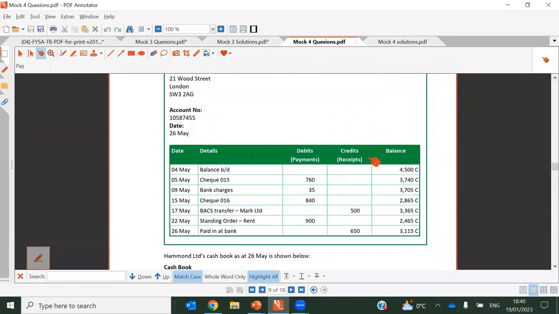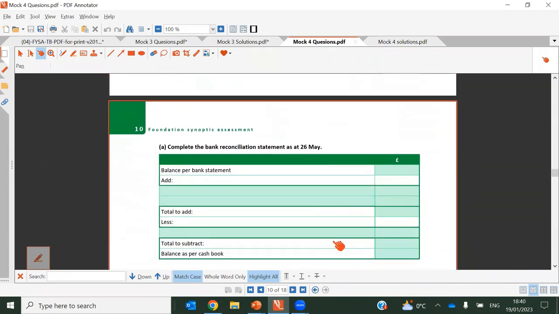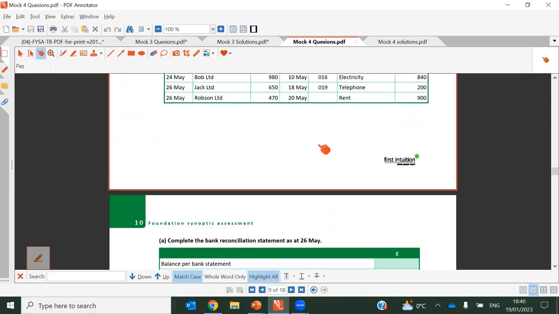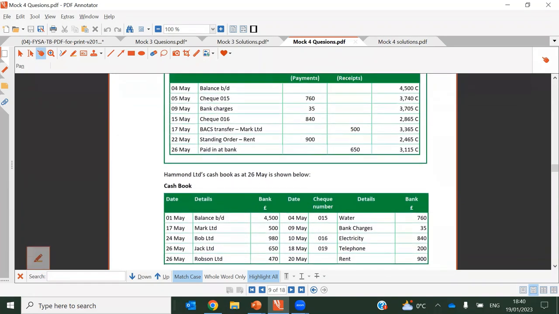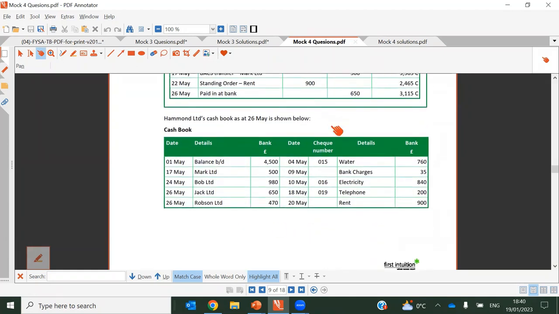So we've got the transactions that have been recorded by the bank here. And then we can see that as at the 26th of May, the same date, this is what our record of events was, our cash book in the general ledger. What the question is asking us to do is to complete a bank reconciliation, i.e. compare those two records. At the 26th of May, how much money do we have in our bank account essentially? According to the bank, we've got 3,115. However, if you were to balance off the cash book at the same date, it would not show you the same amount of money. The main reason for that could be error, but the main reason is timing differences.